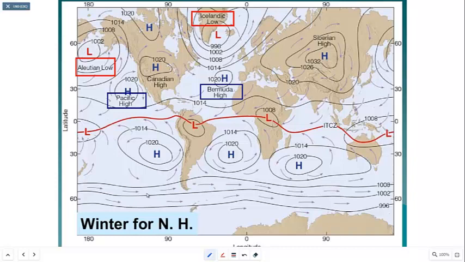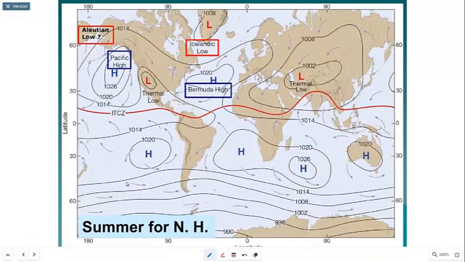Now we're looking at winter on this one. Note the strength of the Aleutian Low and the Icelandic Low, the Pacific High, and the Bermuda High. Also note the location of these features, because the next slide I'm going to flip and I'm going to show you summer. Are you ready? Here comes the summer slide. See what happened? Where's my Aleutian Low? Why is the Icelandic Low so much weaker in the summer season? Now it seems like the Pacific High and the Bermuda High have gained strength.